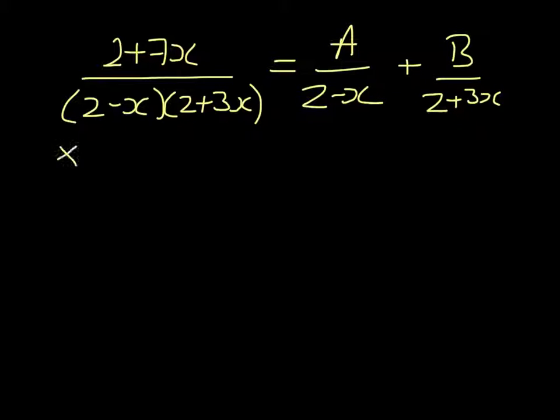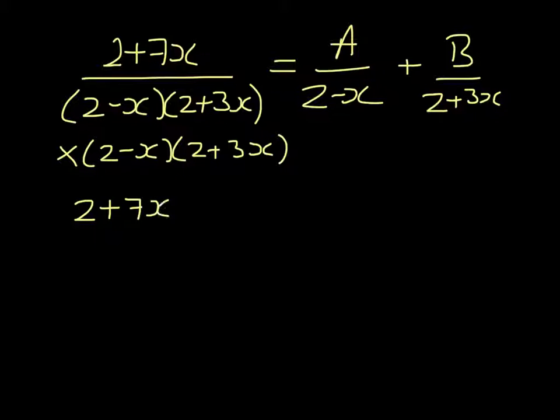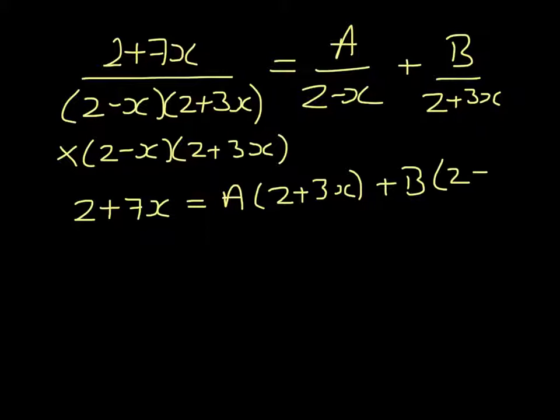3x. I'm going to go through and multiply every term by 2 minus x times 2 plus 3x. When we do that with the first fraction, the numerators and denominators are going to cancel, and we're left with the 2 plus 7x. When we do it with the next fraction, the 2 minus x's will cancel and will leave us A times 2 plus 3x. And when we do it with the third, the 2 plus 3x's will cancel and leave us with B times 2 minus x.